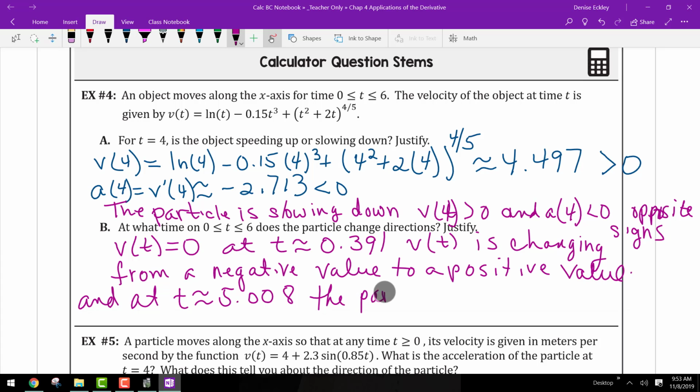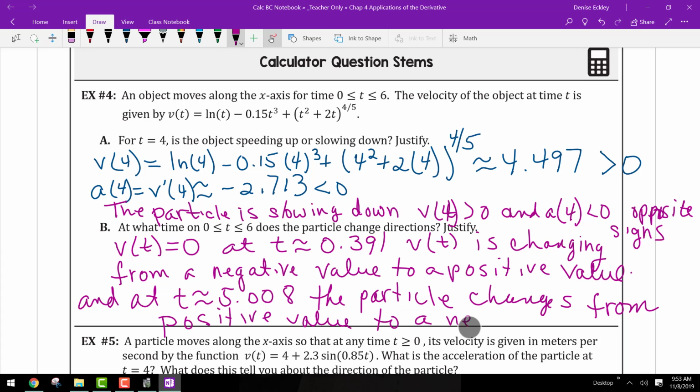The particle changes from a positive value to a negative value.